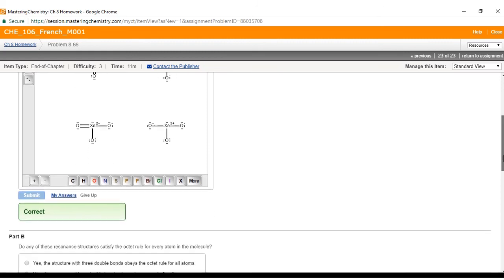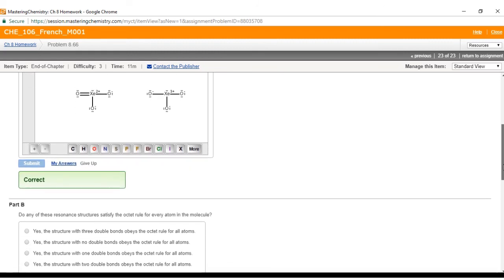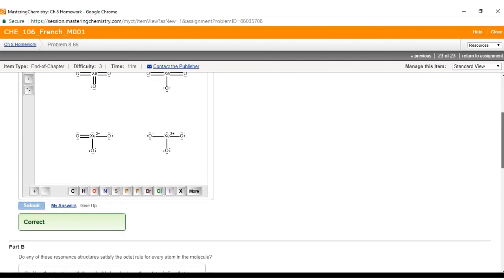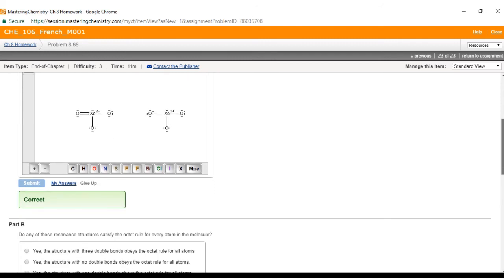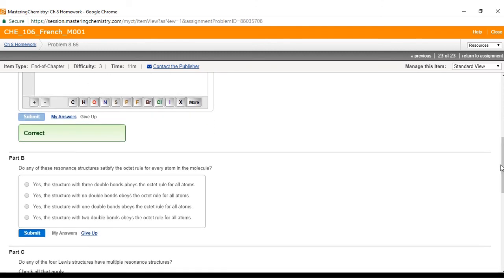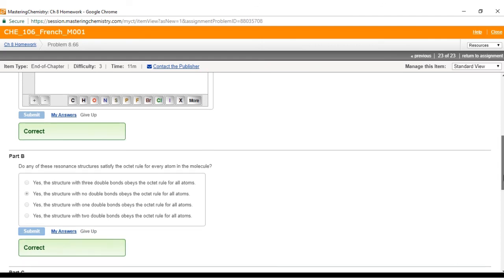The next question down: of any of these resonance structures, which of them satisfy the octet rule for every atom in the molecule? And of which of these structures are there only 8 electrons assigned to all of the outer elements? That would be 8 total electrons. So that would be xenon 3+ here. Every element here has a total of 8 electrons in its valence shell. So yes, the structure with no double bonds obeys the octet rule.